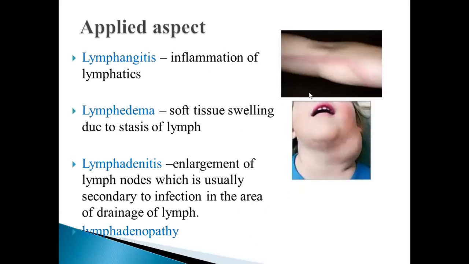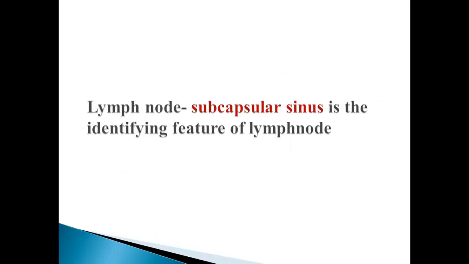Applied aspects with the lymph node: there is lymphangitis. Itis is the inflammation of lymphatics. Lymphedema is a soft tissue swelling due to stasis of lymph. Lymphadenitis is enlargement of lymph nodes, which is secondary to infection. And lymphadenopathy, which is again the pathological variety. So these are four applied aspects you see with the lymph node.